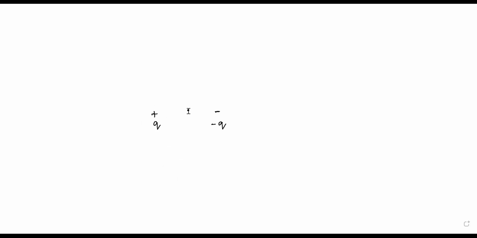This will be called the center of the dipole. The distance between the two charges is, let us say, 2L, and from the center, which I am calling O, let's say this charge is at a distance of L, and this charge is also at a distance of L. What is the total distance between the two charges? 2L. Did you get it? Okay.